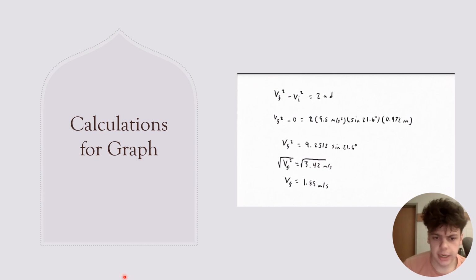Here are the calculations I needed to do the graph on the previous slide. As you can see here, we have VF squared minus VI squared equals 2 times acceleration times distance, and that distance will be the hypotenuse of the slope. Even though I said we were disregarding it, I just used it to find the velocity the ball was traveling with when it hit the flat stretch. I used gravity for acceleration, did some trigonometry, and found the distance. I found the velocity that it entered the flat stretch with was 1.85 meters per second.